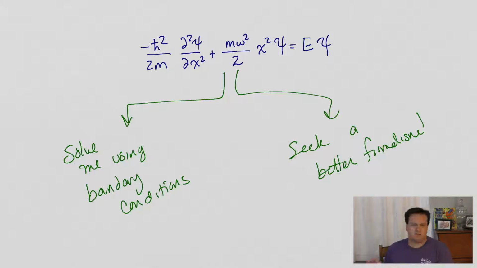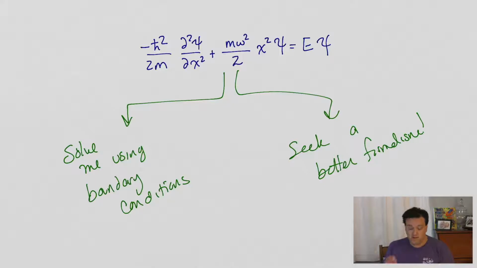And then there's this alternate way, maybe a good thing to do second, but to seek a better formalism. Like, are there some mathematical tricks I can play that might save me some of the headache of solving this problem using the boundary conditions?